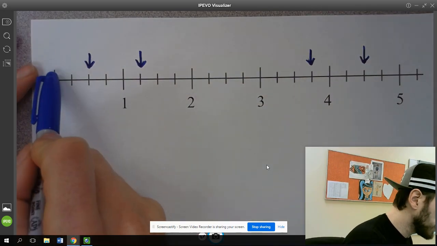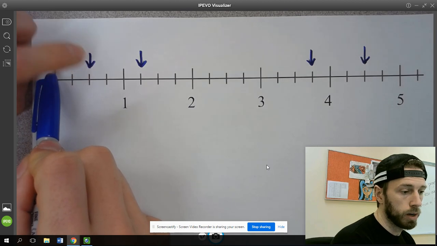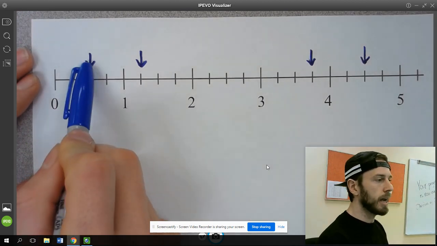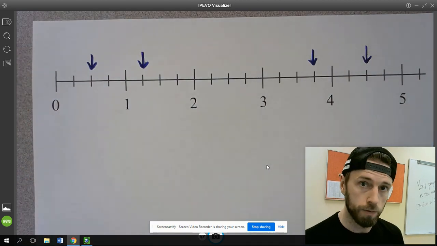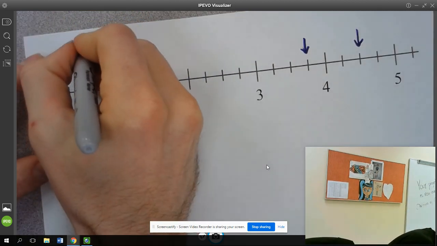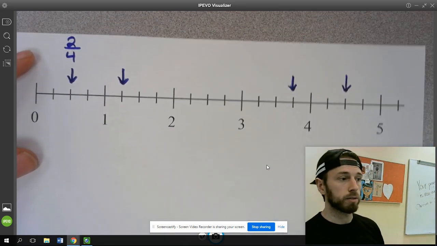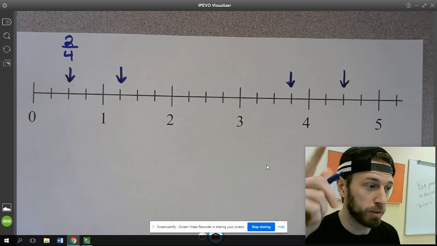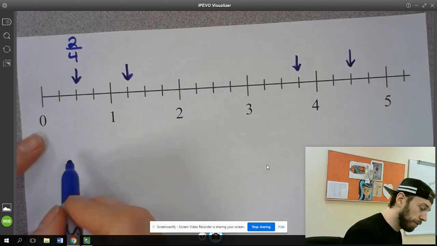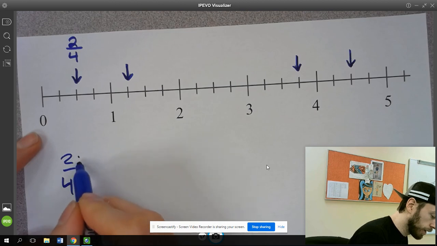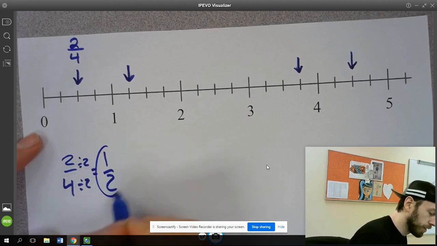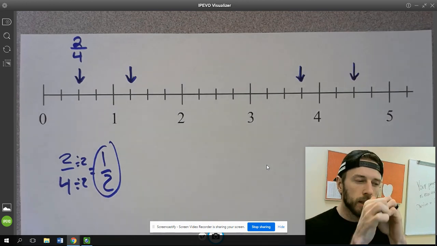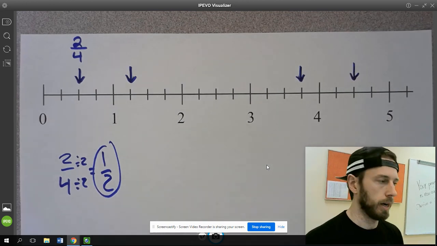So what I would do is start at 0 and count to the spot where my arrow is. Knowing this is fourths, I'm going to count 1, 2. So where this arrow is, 2 of those fourths, meaning that this spot is 2 fourths. And if you told me that, excellent job. That can be written a little bit better though. Some of you might have noticed that 2 fourths can be simplified. 2 fourths can be divided by 2 to be equivalent to 1/2, which some of you might have said. And that would be a way better answer. But for the sake of argument, let's keep it a little simpler right now.